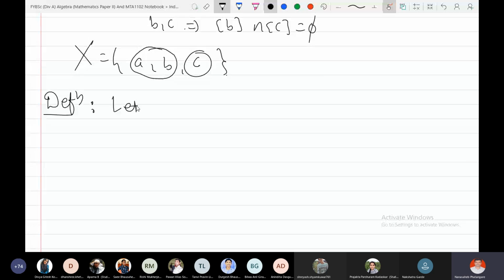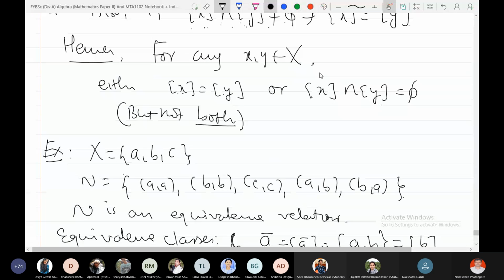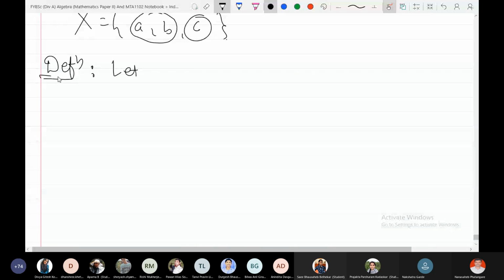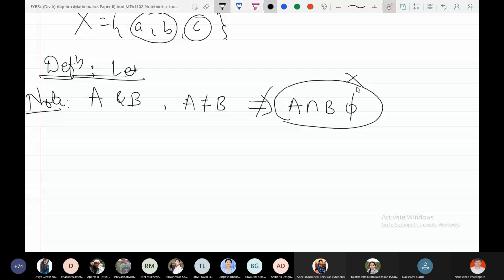Sir, can you explain that example which you have taken? A overlaps B. A and B are two sets. A not equal to B does not imply that A intersection B is empty, right? So this is not true. Do you agree with this?